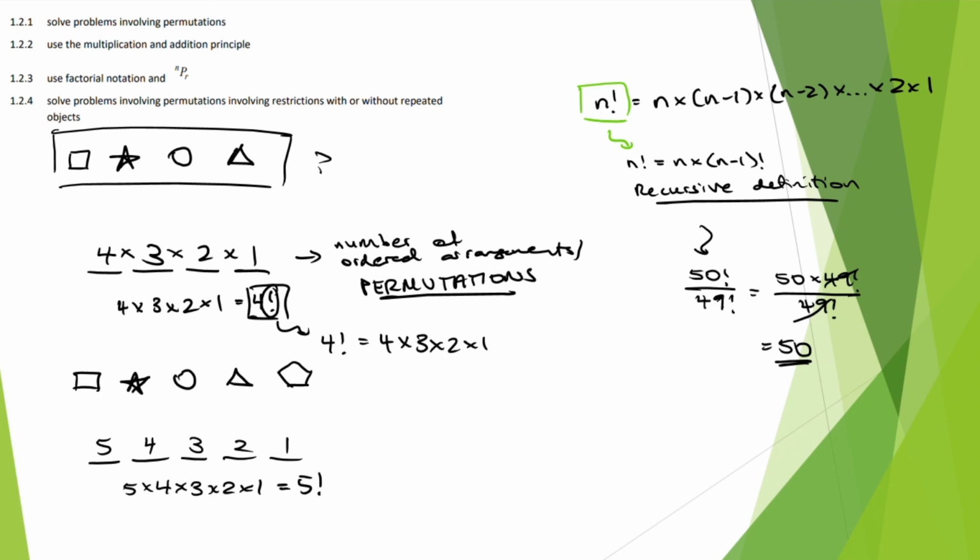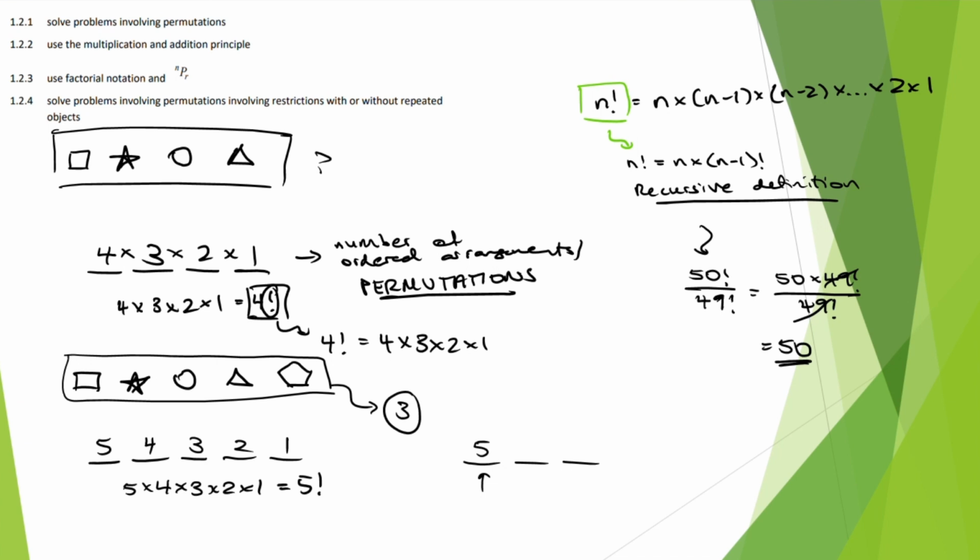Now, this is particularly important because there may be cases where we want to choose from a certain number of objects, but we don't want to arrange all of them. Let's say we have our square, star, circle, triangle, and pentagon. And of these 5, we only want to select 3 of them. And so we have 3 places we can fill up. In this first place, we can have 5 of them. In the next space, we can have 4. And then the next place, we can have 3. And that's equal to 5 times 4 times 3. Okay? So that looks kind of like 5 factorial divided by 2 factorial in this case.